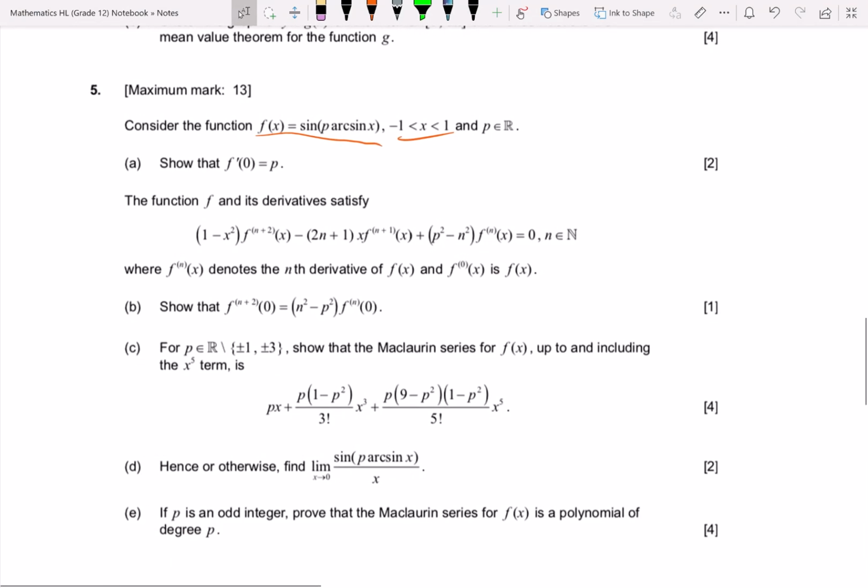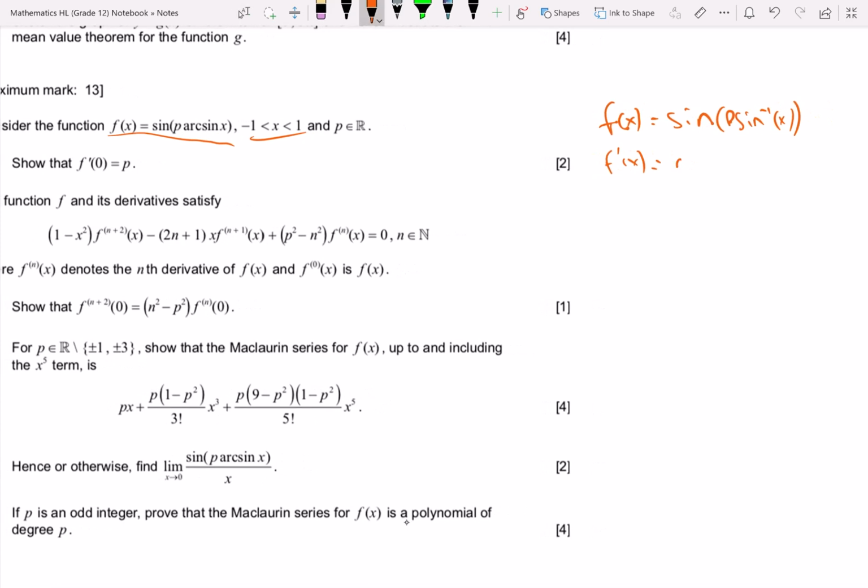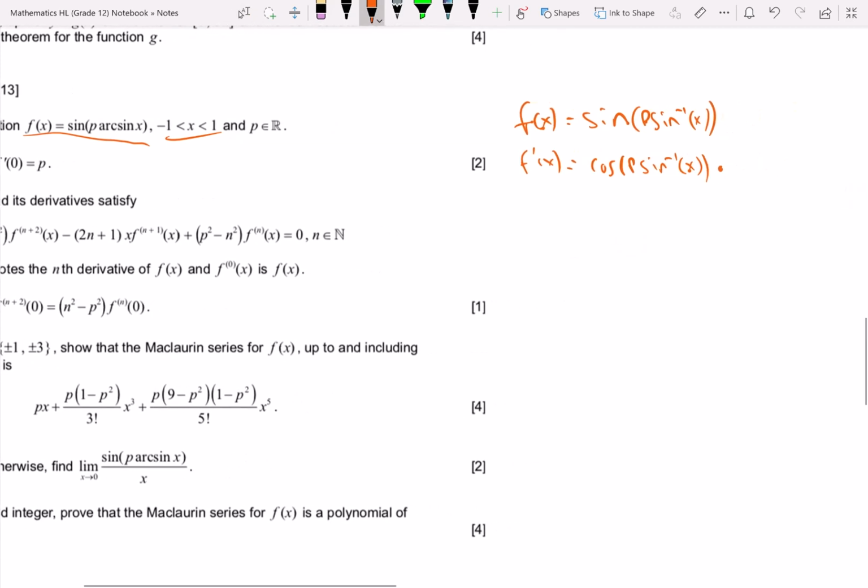So first, basically, we're just going to take the derivative of this function, right? So sine p, I like writing arc sine as sine inverse. It's a little bit easier, a little bit less writing. So we take the derivative of this function. Derivative needs chain rule, so you start with the outside. Derivative of sine is cosine. Once you do that, then you have to multiply by the derivative of the inside. So we have to take the derivative of sine inverse, which is 1 over the square root of 1 minus x squared.